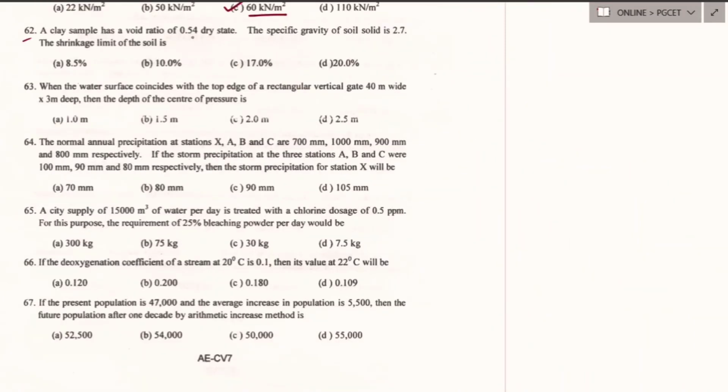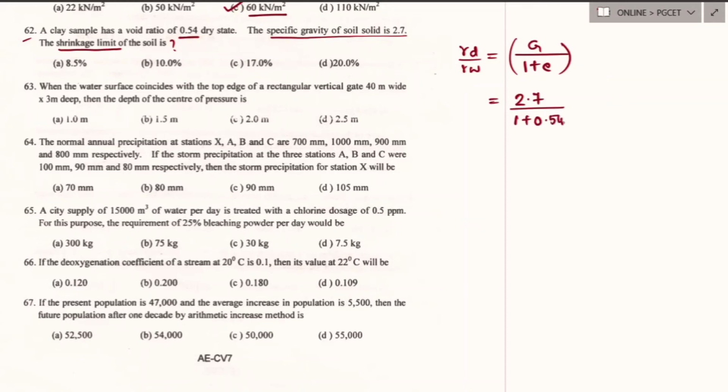Question number 62. A clay sample has a void ratio of 0.54 in dry state. The specific gravity of the soil solid is 2.7. The shrinkage limit of the soil is. So we have to find the shrinkage limit of the soil. We know that unit weight of the soil in dry state divided by wet unit weight is equal to G divided by 1 plus e. G is the specific gravity of the soil solid, that is 2.7, divided by 1 plus e, where e is the void ratio, that is 0.54. So let's consider this as R, that is the ratio between the unit weight of the soil in dry state by wet state. Therefore, if you calculate this, the ratio will be 1.753.